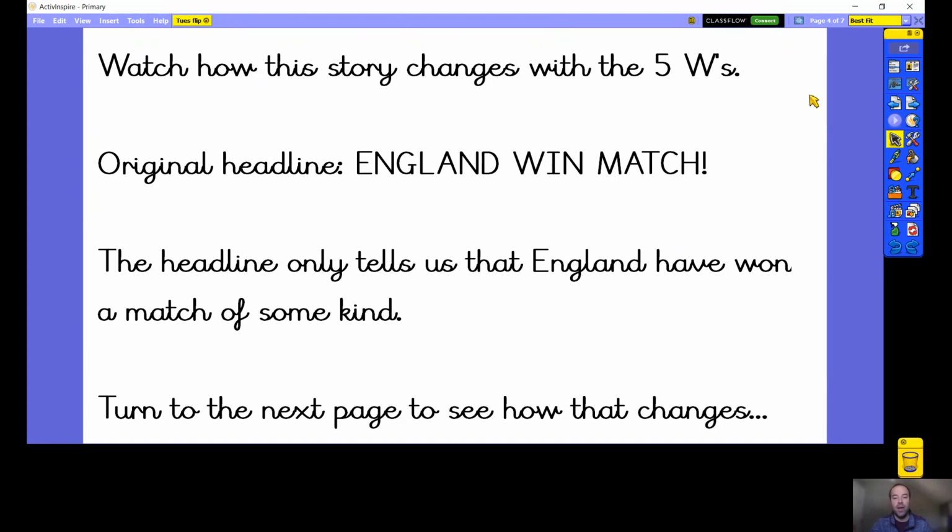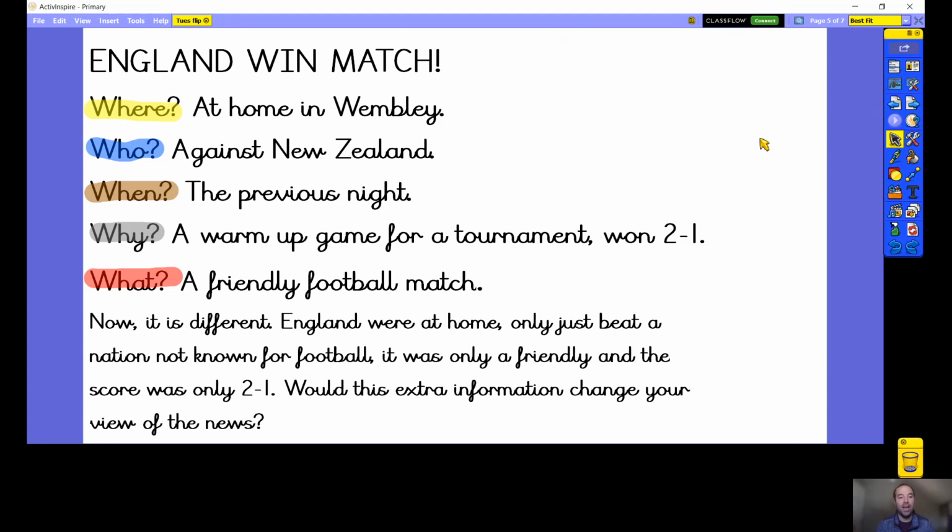Okay, so we're going to turn on to the next page, and we're going to see how England win match changes. England win match is the headline. Where? It's at home at Wembley. Who? It was against New Zealand. When? The previous night, so the night before the newspaper came out. Why? It was a warm-up game for a tournament and they won 2-1. What was it? It was a friendly football match building up to the World Cup.